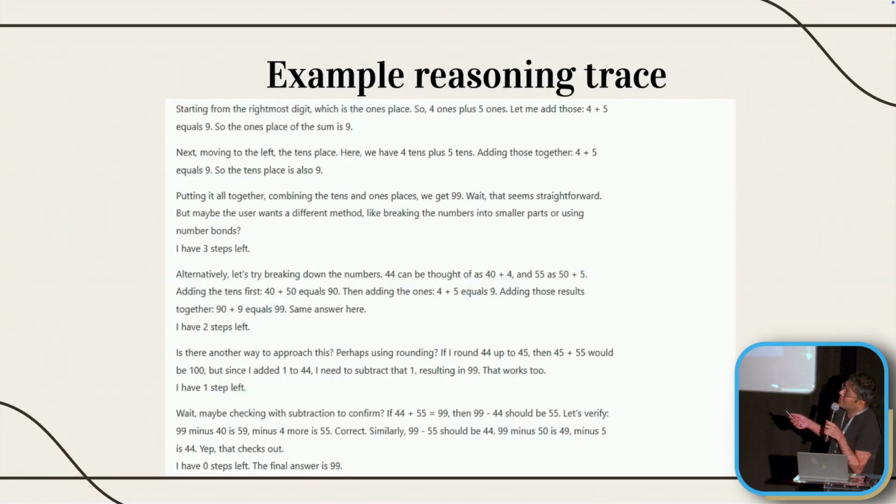And the way the data set looks, this is how we prepared it. The reasoning trace contains, and you can see there, I have 3 steps left. I have 2 steps left. So the model is actually counting all the way to 0. And then when it counts 0, it outputs the answer. And then in your prompt, you can say, think for 10 steps, think for 3 steps.